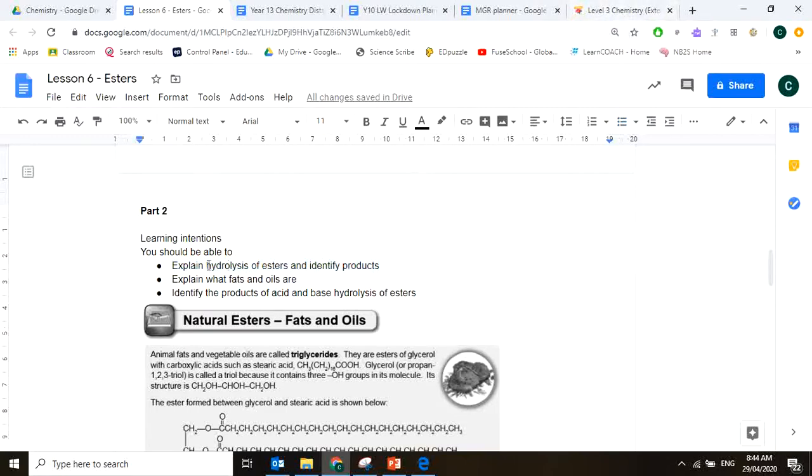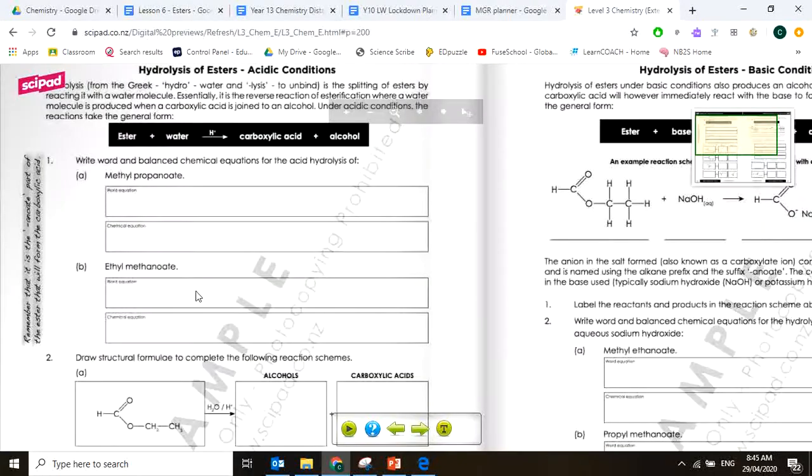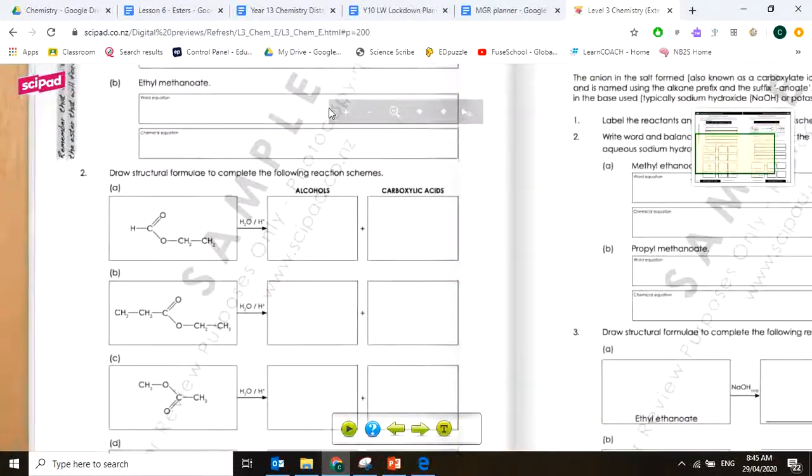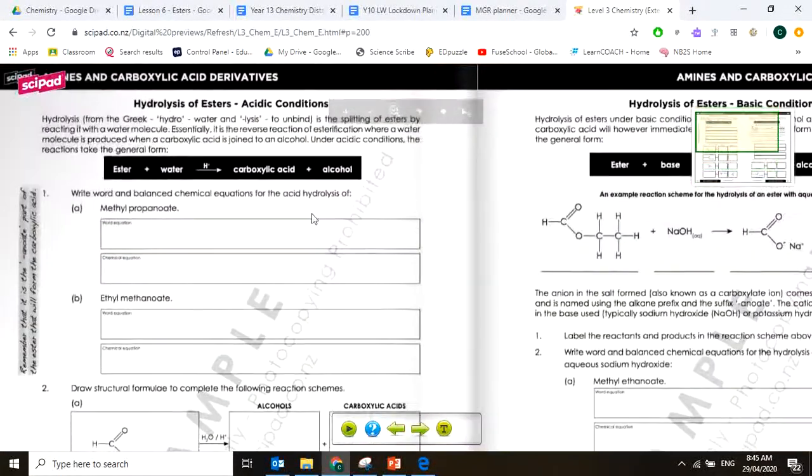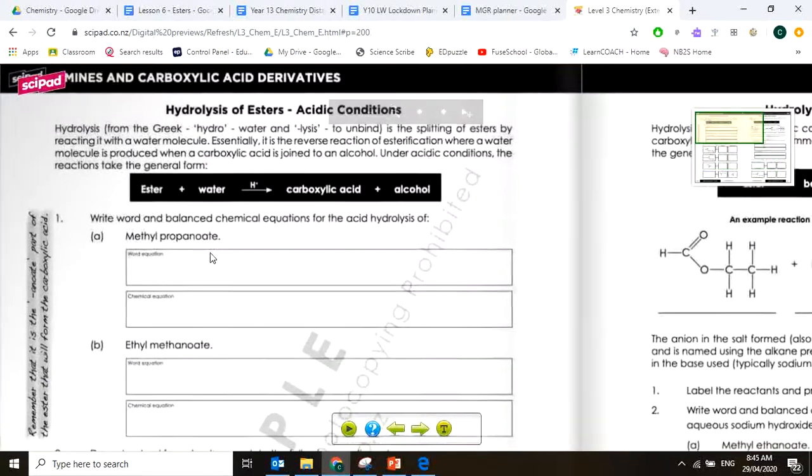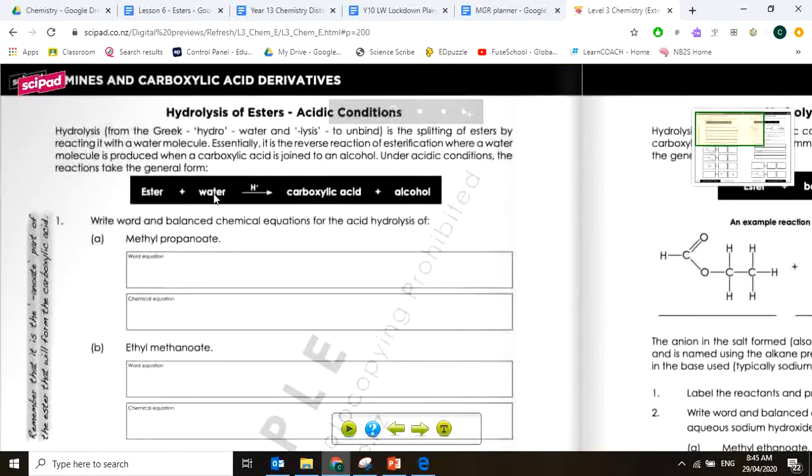The word hydrolysis is split into two parts. Lysis in Latin means splitting, and hydro means water. So we're going to be splitting esters using water. Now I'm going to your SciPad here, page 200. If we react an ester with water, we must have a catalyst, either an acid or a base catalyst, and this example is an acid catalyst. Our products are carboxylic acid and alcohol.